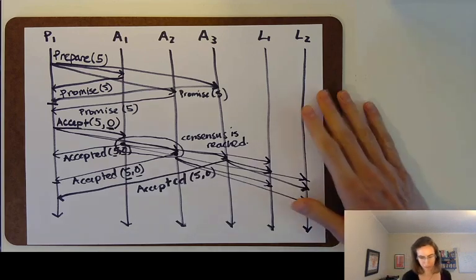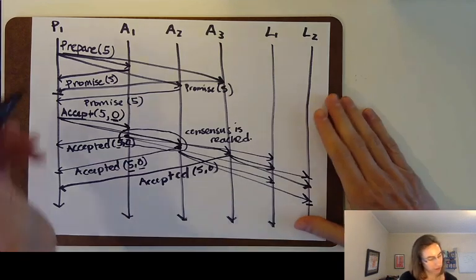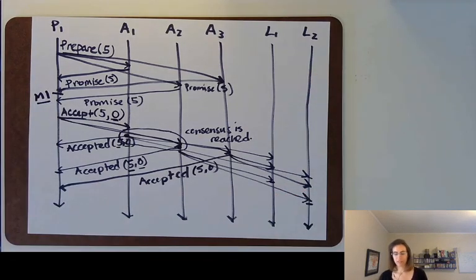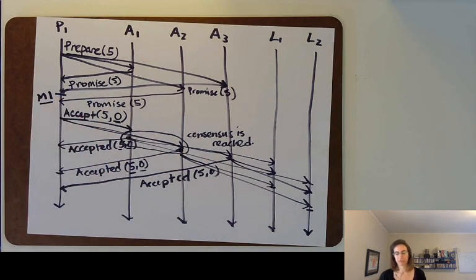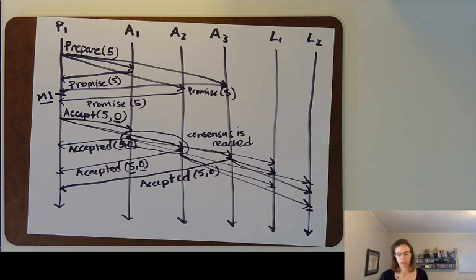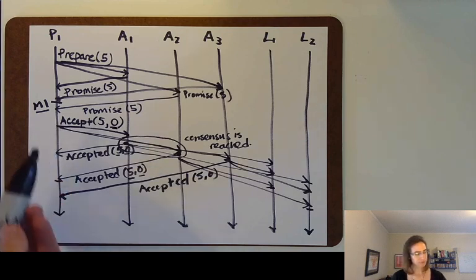All right, so let's look at what the milestones are. The first milestone comes when a majority of acceptors have promised a particular proposal number. So that milestone in this picture happens right here. I'll call it M1, milestone 1. So milestone 1 is a majority of acceptors have promised a particular proposal number. A promise of n means I will ignore any request with a proposal number lower than n. So in particular, this means that the acceptors are never going to accept a proposal numbered less than n. That's milestone 1.